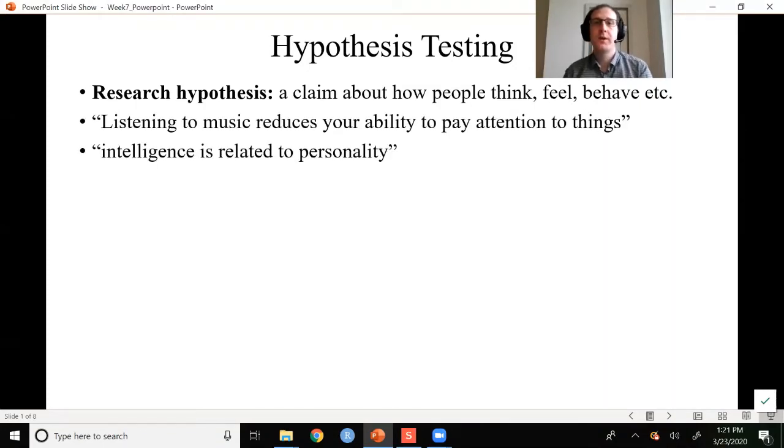So for example, you might have a hypothesis that if you listen to music, you're less able to pay attention to things. So more specifically, listening to music reduces your ability to pay attention to things. Or you might think that two variables are related to each other. That is, there's a correlation such that intelligence is related to personality in some way. At this point, we don't have to be super specific, but you should be saying what the variables are and give a sense of how they're related to each other.